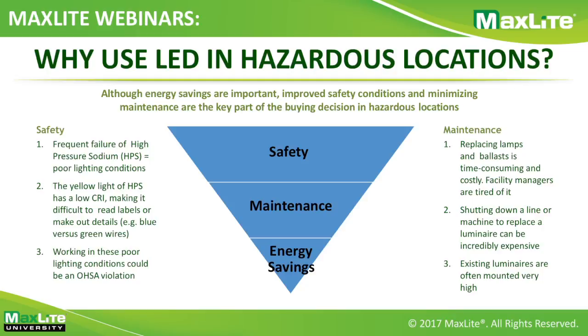With high-pressure sodium and metal halide that you frequently see out in the field, that we're trying to replace, it causes poor lighting conditions, not only due to lumen depreciation, but also due to a low CRI of HPS, which makes it difficult to read labels or discern key details, which is integral in a lot of these manufacturing and facility locations. Working in poor lighting conditions can also be an OSHA violation, which is why a lot of facilities will have someone dedicated to switching out and relamping on a semi-daily basis to make sure that their products are staying up to code. Maintenance is also a big deal.